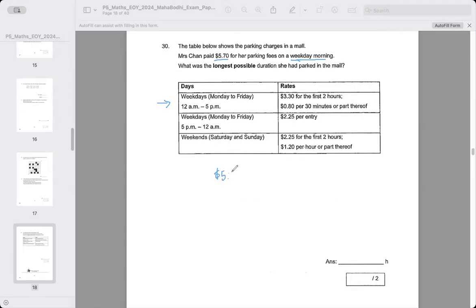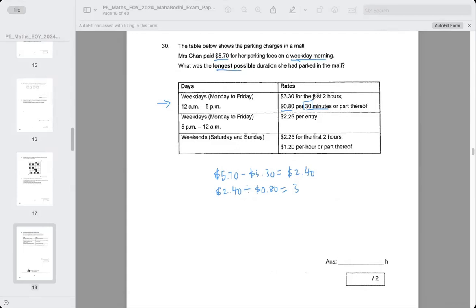So what I'll do is take the total that she paid, subtract the $3.30 first, which will give me $2.40. Then you look at this table. It tells us that for every 30 minutes or part thereof is 80 cents. So I want to find out how many 80 cents there are in $2.40. I will take $2.40 and divide by 80 cents to know how many sets of 80 cents are in 240. We will get 3.